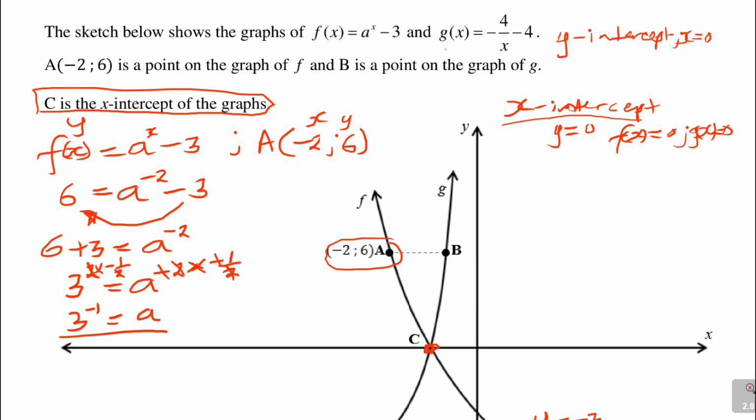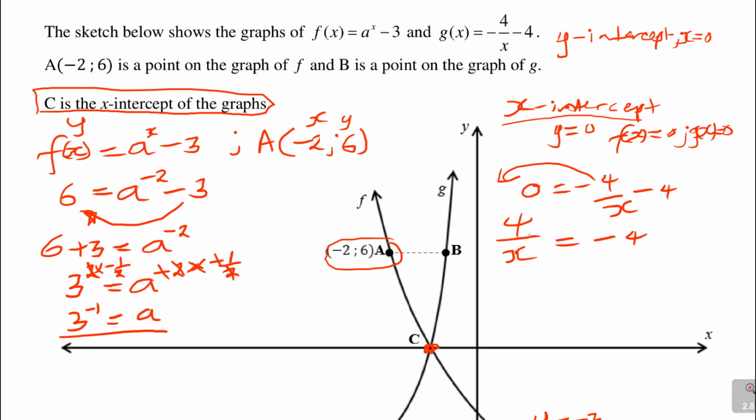So let's say we want to use g of x. Here we're going to say g of x is equal to minus 4 over x minus 4. Now what did we say? We are saying at that point for g of x, because it's the intercept, g of x, which is y, is equal to 0. Alright, and then after that you solve for x. So I can take this to the other side, which is negative. Now it becomes 4 over x is equal to negative 4.